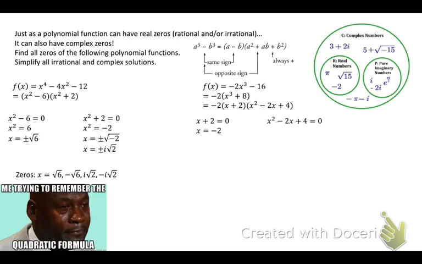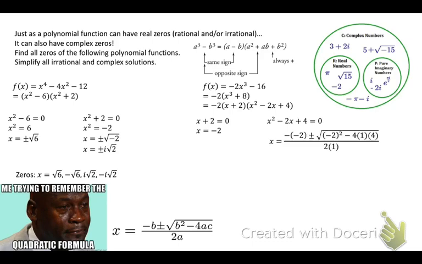This one we have to use the quadratic formula. So x equals negative b plus or minus the square root of b squared minus 4ac all over 2a. So that's going to be 2 plus or minus the square root of negative 2 squared minus 4 times 1 times 4 all over 2 times 1. So that's going to be 2 plus or minus the square root of negative 12 over 2, which is 2 plus or minus 2i square root of 3 over 2. Which that 2 divides into both of those, so that's the same as 1 plus or minus i square root of 3.